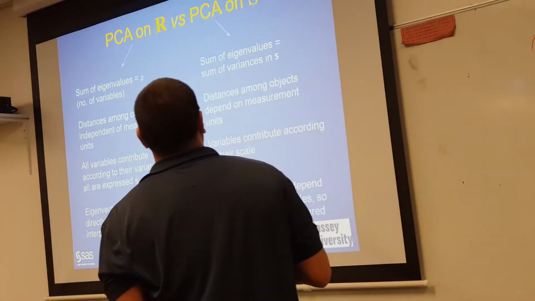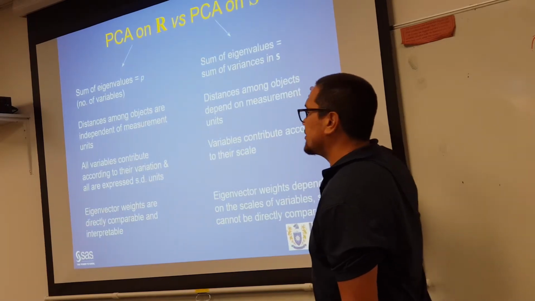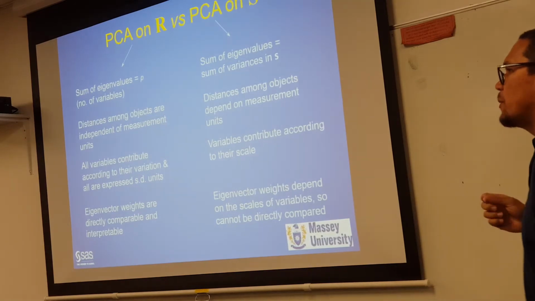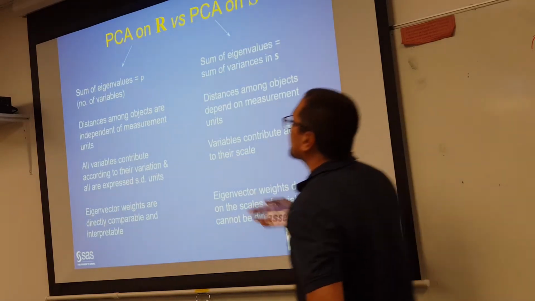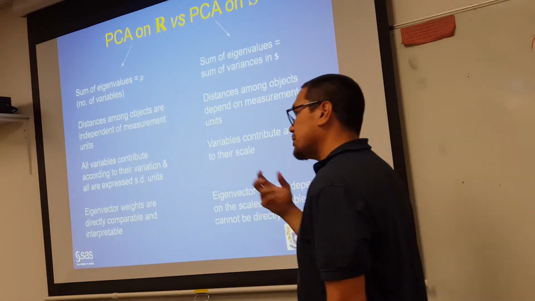So if you haven't standardized things, then the distances amongst the objects, amongst your data points, will depend on your measurement units. You can be dominated by those variables that have a great deal of variation. Here, you've got distances amongst your data points that are independent of the measurement units, because you've standardized things.